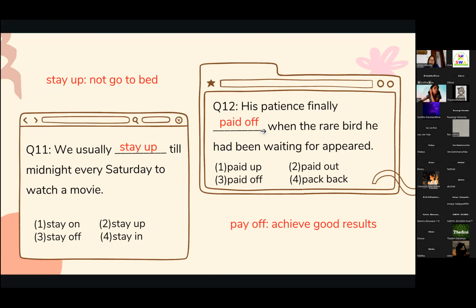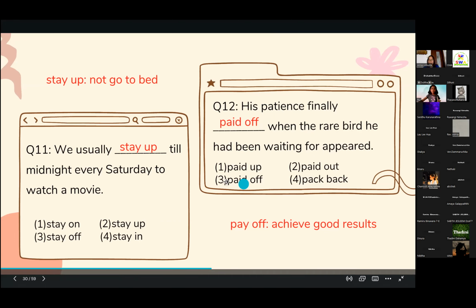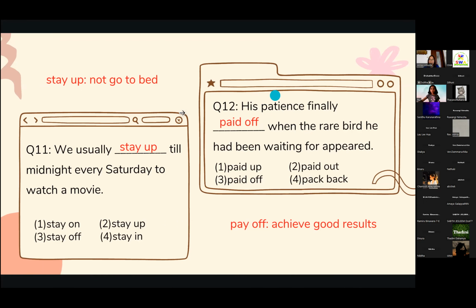So this man had been waiting for this bird to appear, but because rare here means it doesn't come very often. It doesn't come every hour, it doesn't come every week. It's very rare. You don't know when it will come. It's like once in a blue moon. That's why his patience paid off when the bird finally appeared, because after waiting, it finally showed up. So that was the good result that he achieved. And that is the meaning of the phrasal verb pay off.